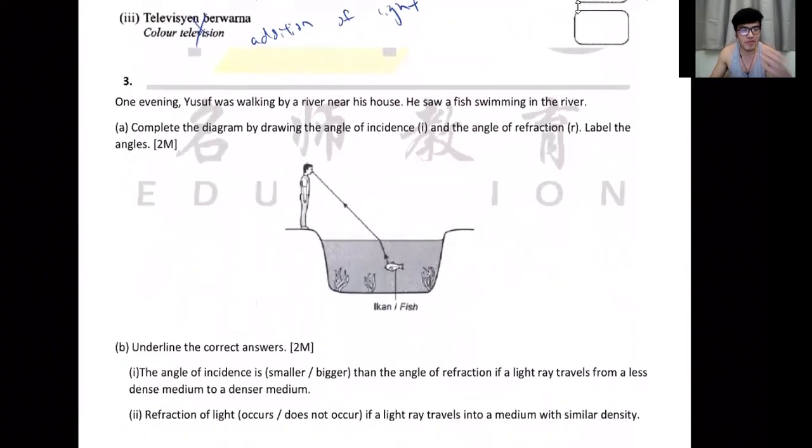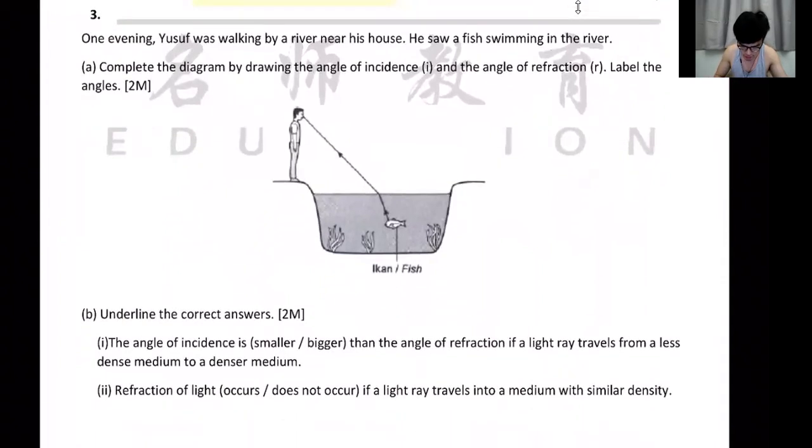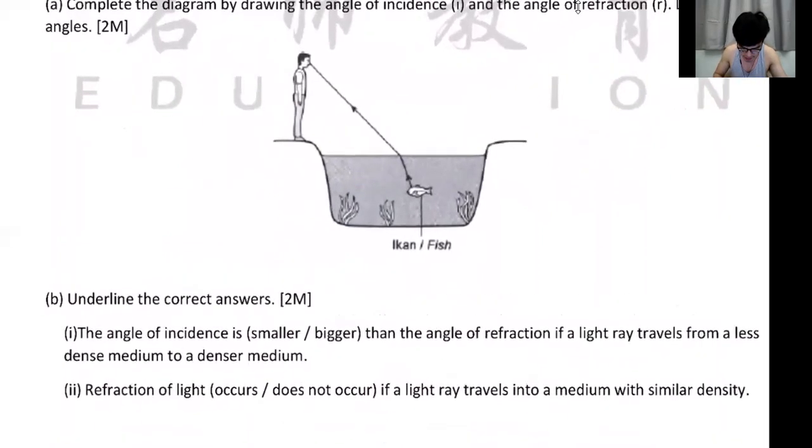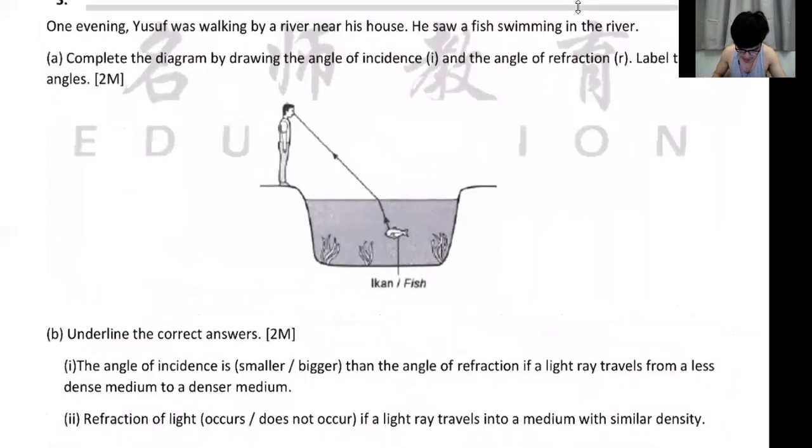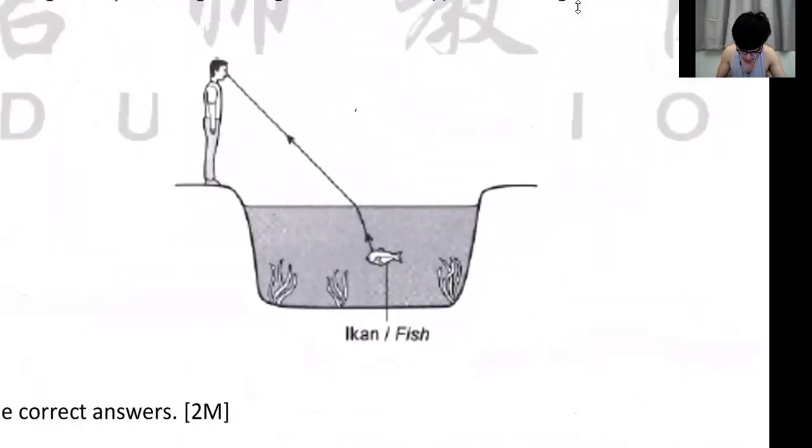So next, number 3. One evening, Yusuf was walking nearby a river. He saw a fish swimming. So complete the diagram by drawing the angle of incidence and the angle of reflection. So what will he see? Let us just draw a normal line. This is the normal line. So this and this is the angle.